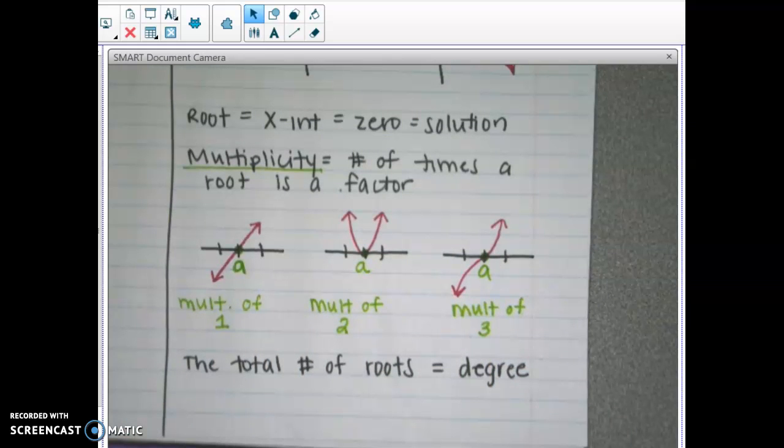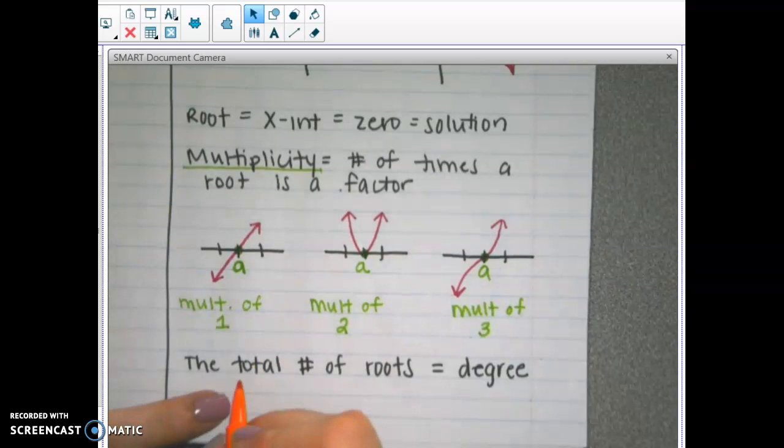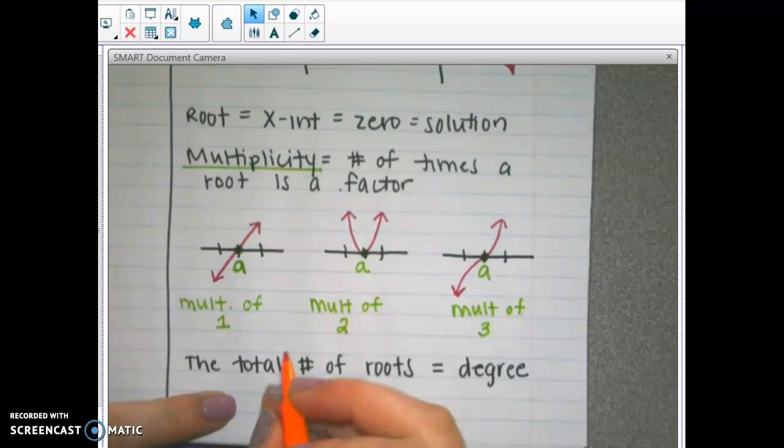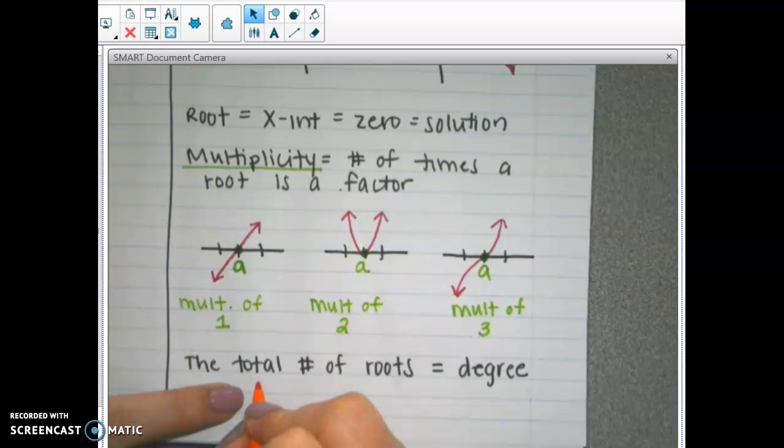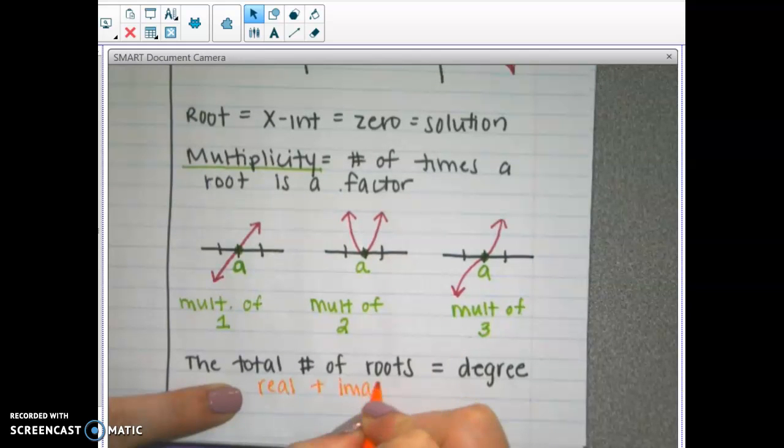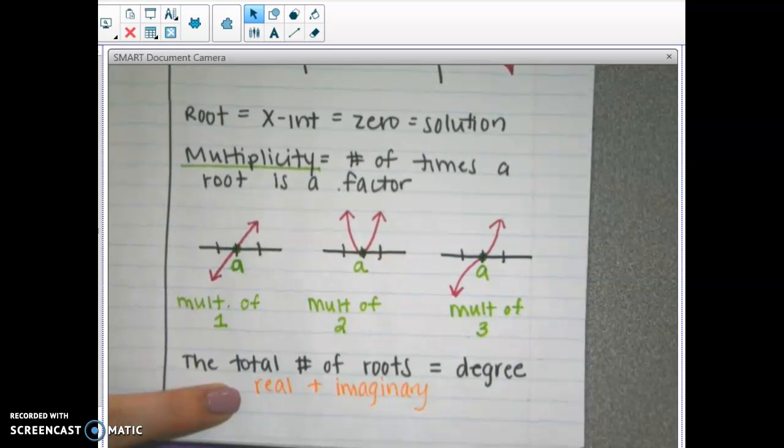There are also imaginary roots, which we do not have to find, but you need to be able to tell me if you are missing roots, then those roots that you're missing are imaginary. So the total number of roots means real plus imaginary.